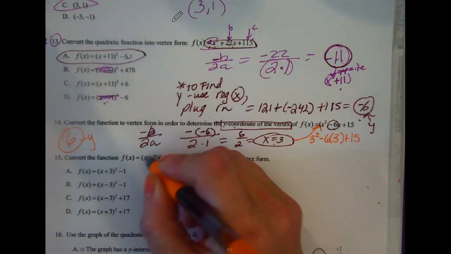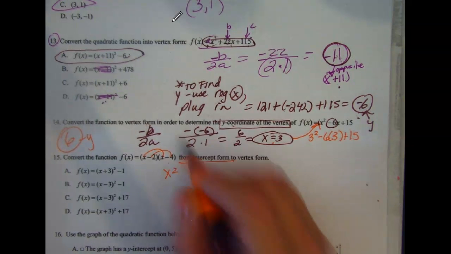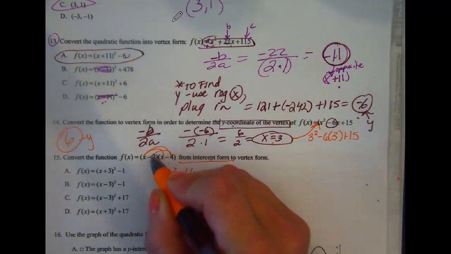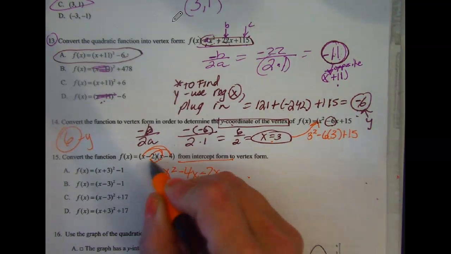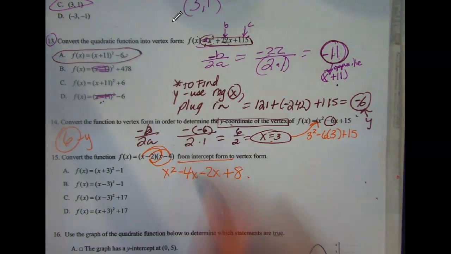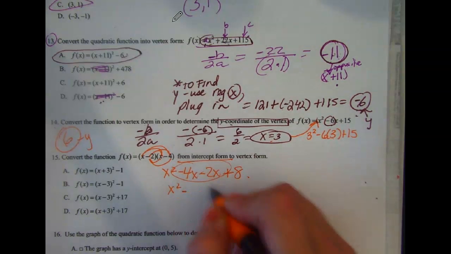So this is going to be x squared and then minus 4x and then minus 2x on the bottom. I should have put that there, and then plus 8. And then I'm going to combine those. So x squared minus 6x plus 8.